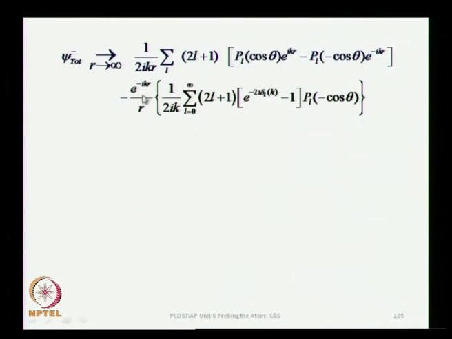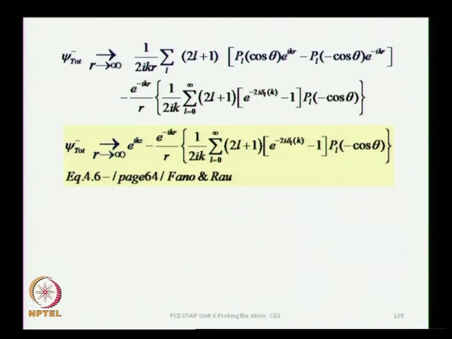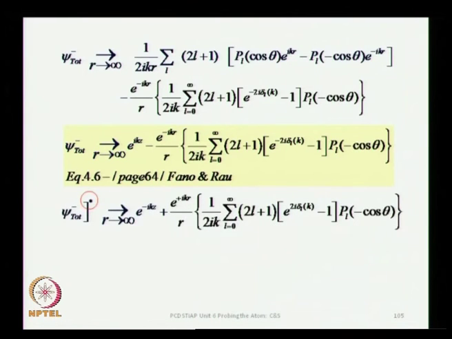This is our total wave function with the ingoing wave boundary condition with the choice CL equal to e to the minus i delta L. This is straight from Fano and Rau's book, from page 64 of their book, and now we will do the complex conjugation and the t going to minus t, okay, and see what picture we get.